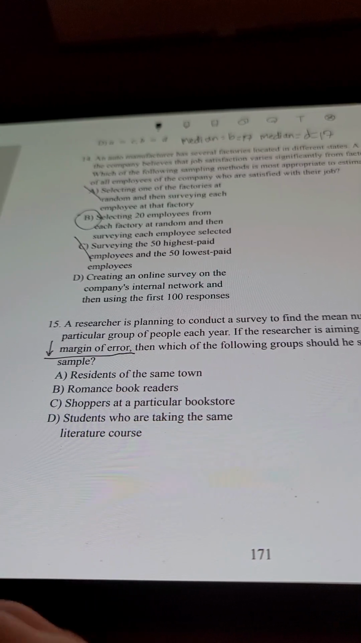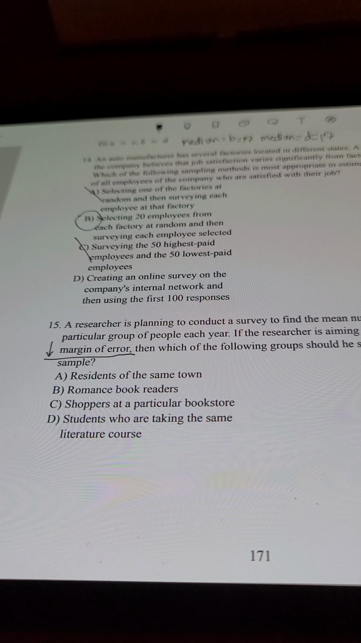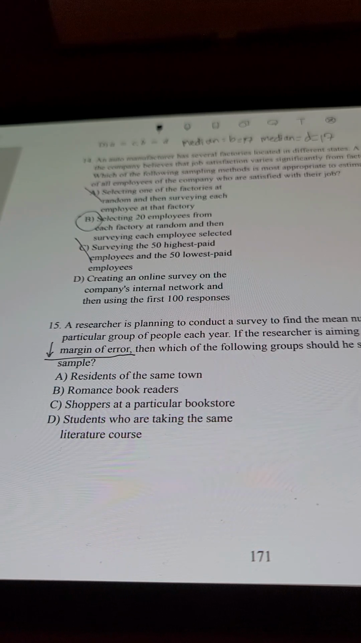Remember, margin of error is kind of like how far off things can be. I like to think of it as the potential for error. So if we want our estimate, or our mean in this case, to be off by the lowest amount possible, we want to pick people whose answers are going to be very close together, basically very similar.